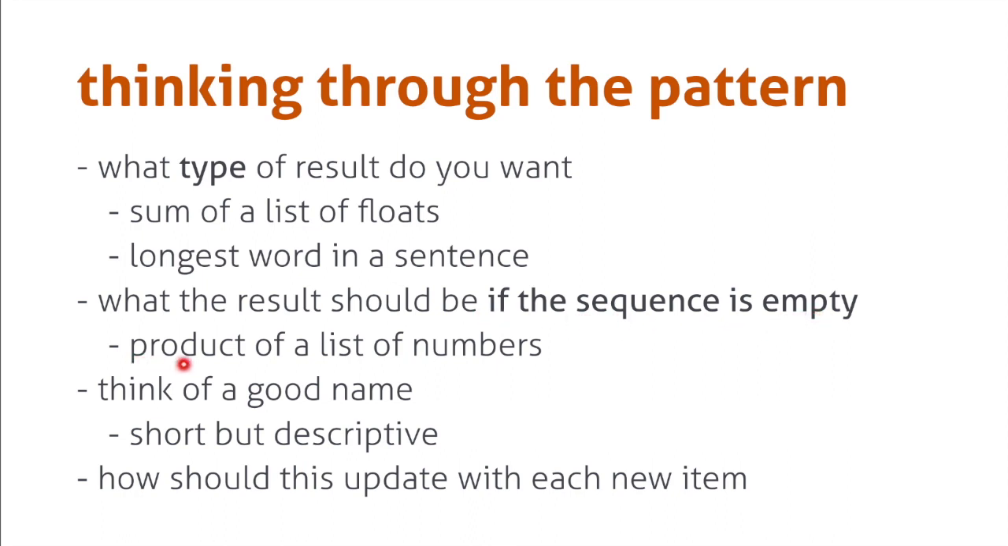If we're taking the product of a list of numbers, then the value should probably be 1, so I would probably start out my accumulator variable as 1. If we're taking the sum of a list of numbers, then I think that an empty sum should be 0, so I would start out my accumulator variable as 0. Then it's good to think of a good name, which should be short but descriptive, and then we have to think of how we should update our accumulator variable with every new item.